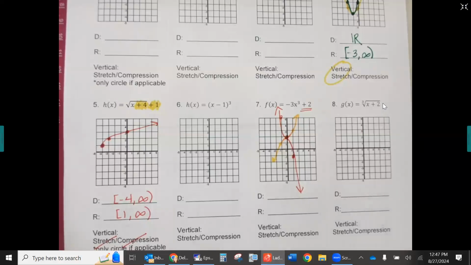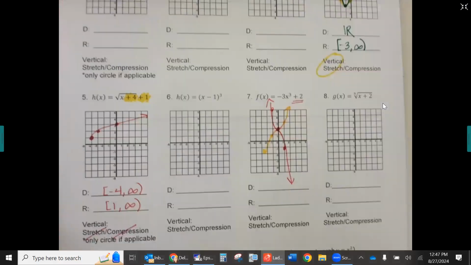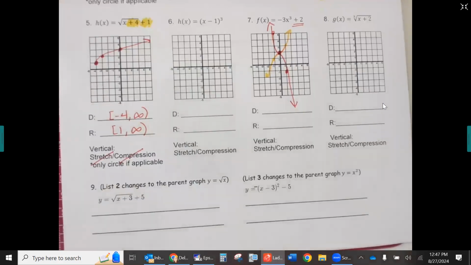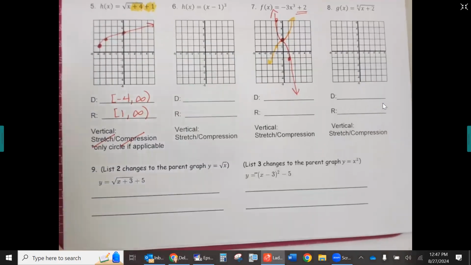So let's look at this one at the bottom here. There's a question just exactly like this on your test, which is Thursday. Okay, and all it asks you to do is to list the changes to the parent graph. So let's say we're doing this one because it has 3 changes.